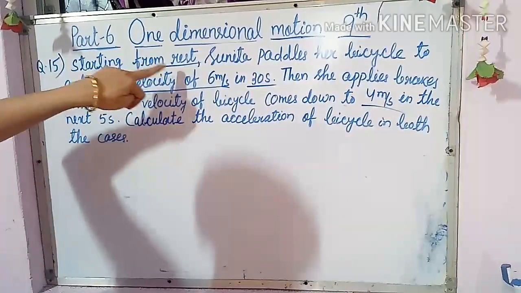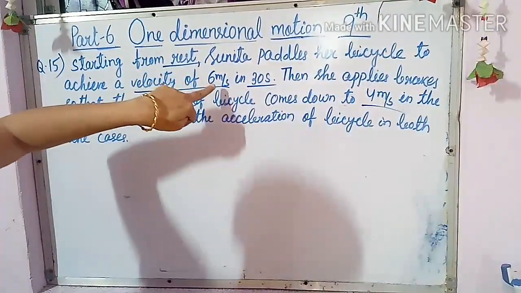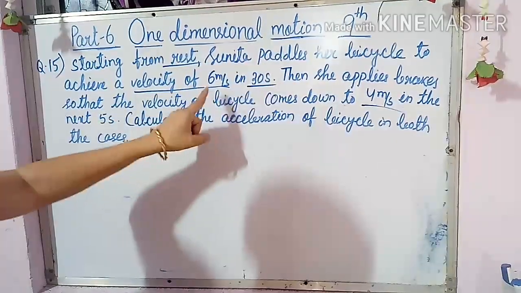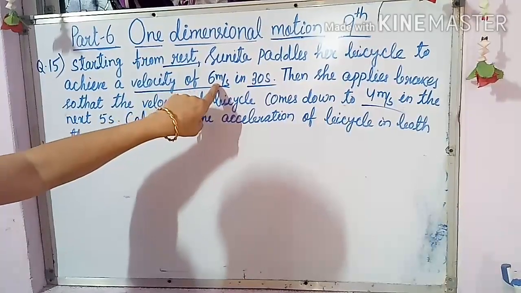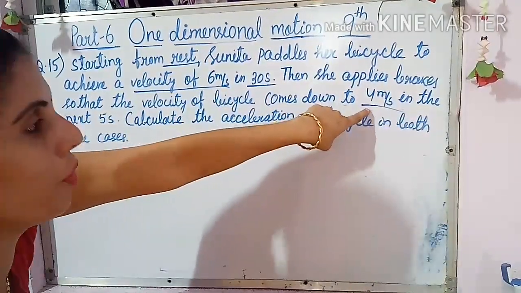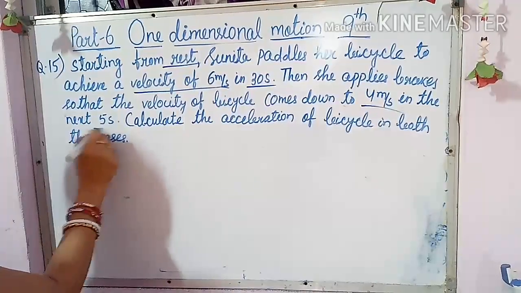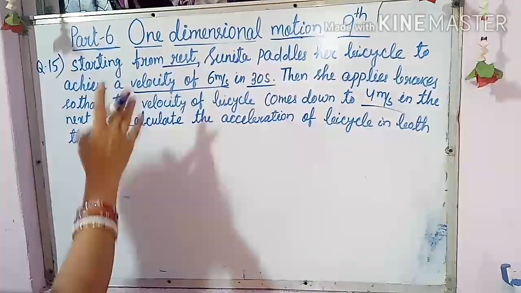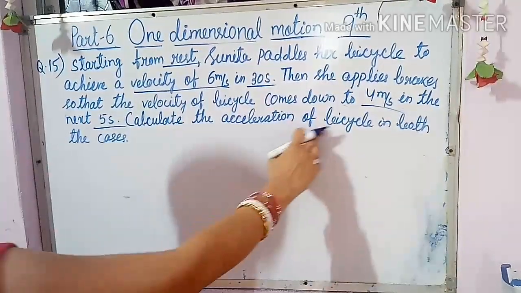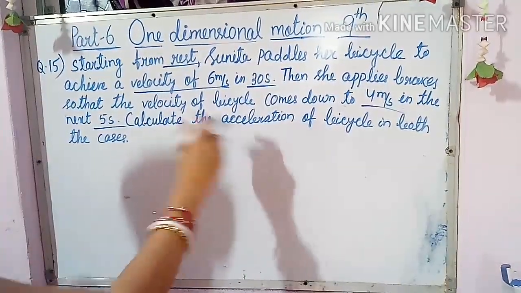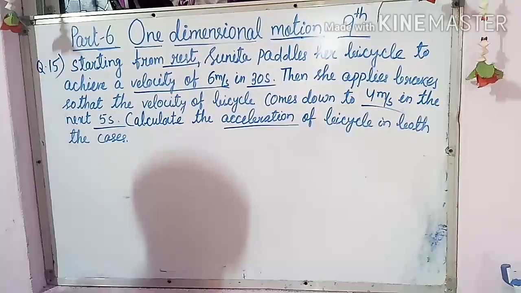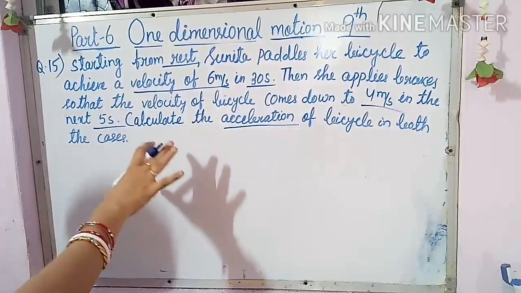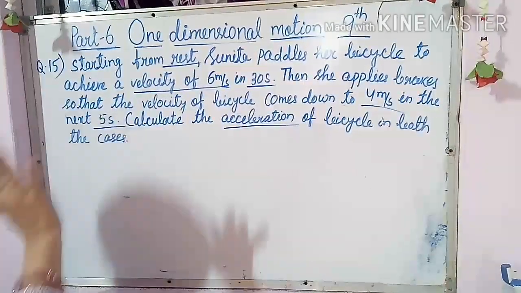First the initial velocity is 0 and the final velocity is 6 meter per second. After that, when she applied the brake, that will become the initial velocity and the final velocity will be 4 meter per second, in the next 5 seconds. The time is also different. So two things are given: calculate the acceleration of the bicycle in both cases. That's why it is asking the acceleration in two cases. So don't worry children, you have to find it two times.